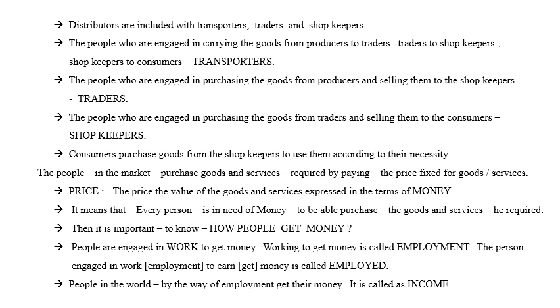The person who is engaged in work or employment to earn money is called employed. A person who is working for earning money is called an employed person, and the work done by him to get money is called employment. So people in this world, by way of employment, earn their money. It is called income.